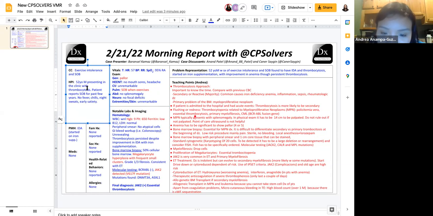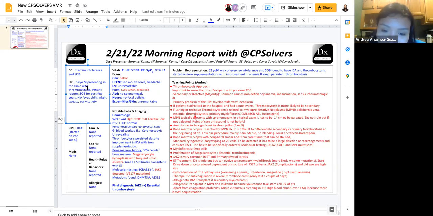Normally, you do a standard cytogenetic, that is a karyotype of 20 cells, and you can detect abnormalities, but it has to be a large deletion or a large rearrangement. You can also consider FISH, but you have to order the FISH for exactly what you want. So you have to suspect something for it to be ordered. And then you can do some molecular testing to look for mutations.